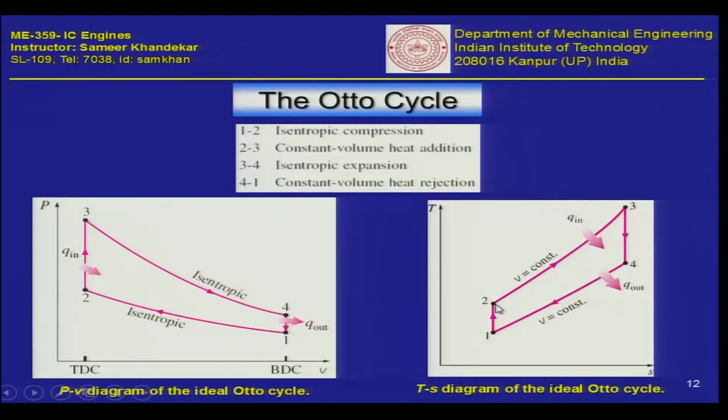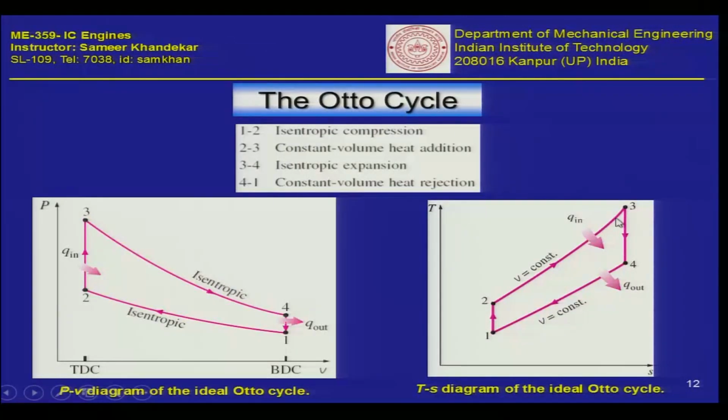As you will see, from 2 to 3 you have added the heat at constant volume, and therefore volume is equal to constant. Naturally, if you add heat to the system, the temperature will rise and the entropy will also rise here. You can increase the entropy by adding heat. For example, this is one way of increasing the entropy of the system.